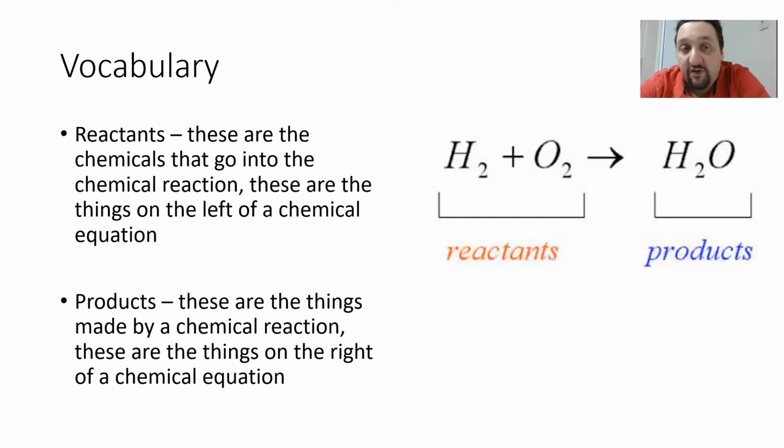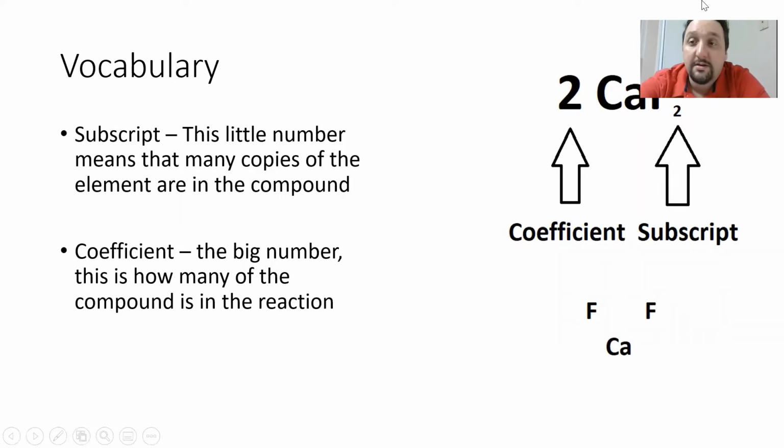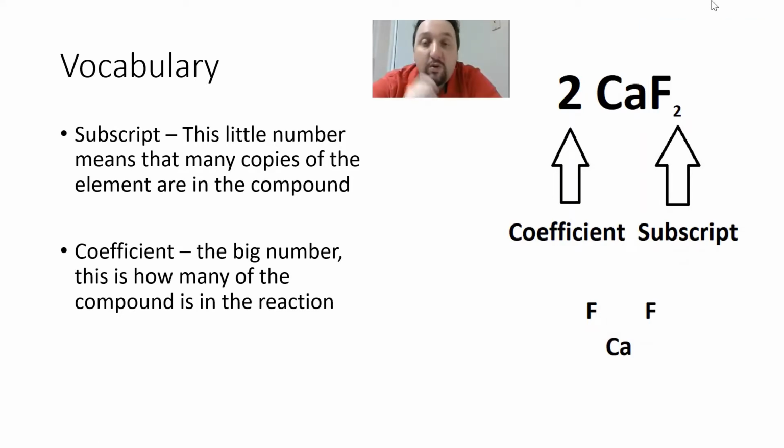Everything on the left side, things going into a reaction, are reactants. While everything that comes out of the chemical reaction, everything on the right side, are products. Those are the things you get. Now, when we're looking at this, coefficients, that's the number in front, is the number of molecules that you have. Whereas if you have a tiny number in between letters, that's the subscript. Big number, coefficient, small number, subscript.